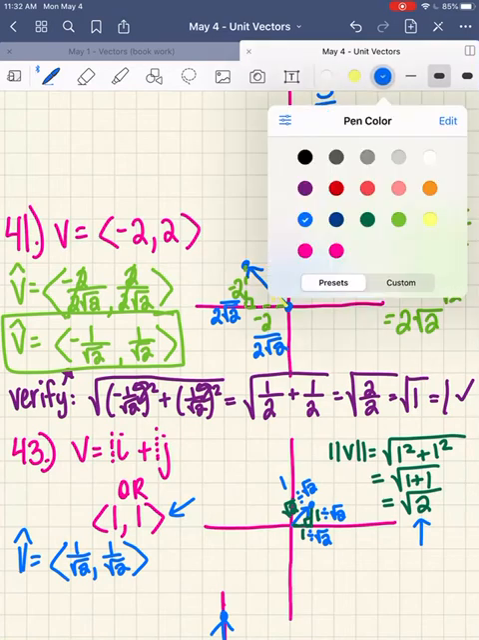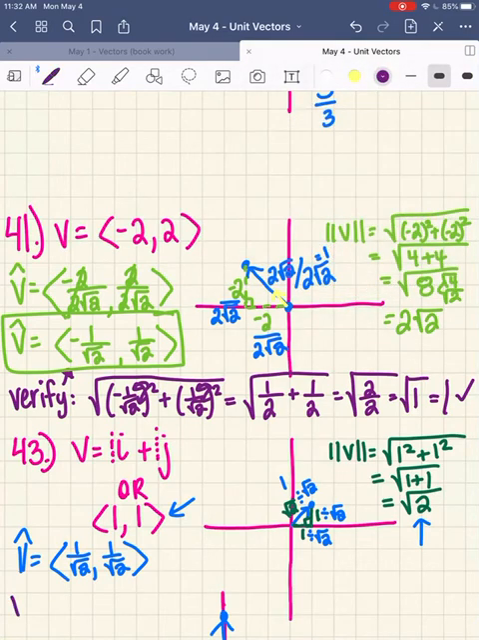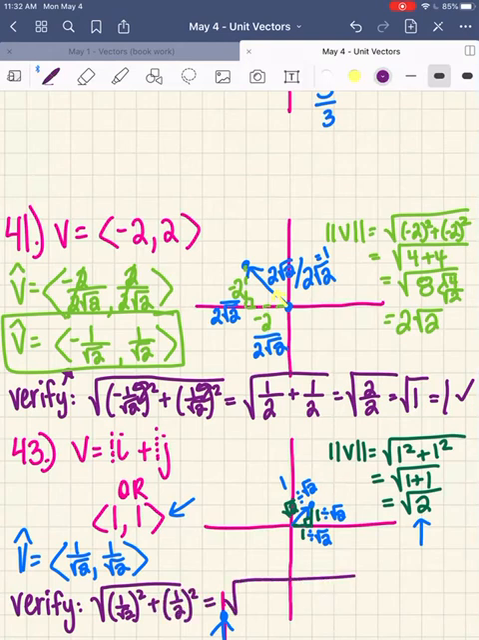All right, now I'm going to verify, which I think y'all will see it's the same as the previous one. I'm going to verify that it's correct, which means I'm going to do Pythagorean theorem with these two numbers that I think are my answer, and it should equal 1. So it's 1/2 plus 1/2, which equals 2 halves, or 1 whole, and the square root of 1 is 1. Check. Okay?